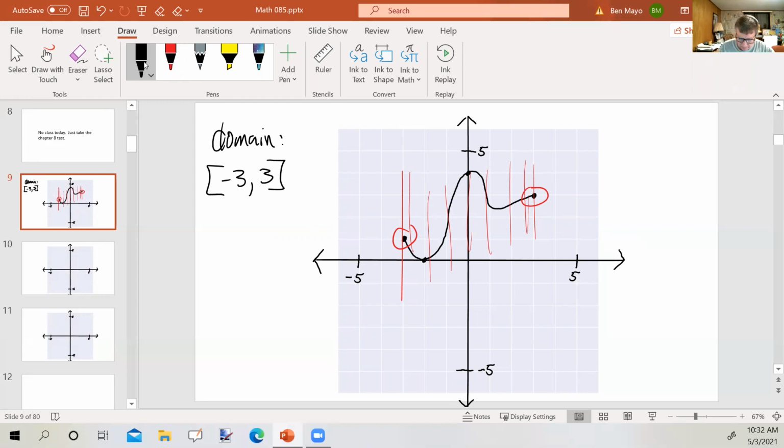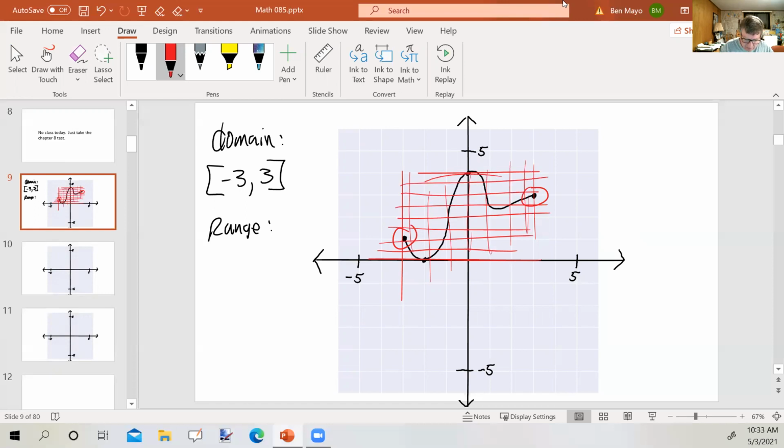Okay, now let's go back to the same graph and look at the range. The lowest value would be 0 and the highest value would be 4. And again, it includes all the y values in between. So the range would go from 0 to 4 inclusive.